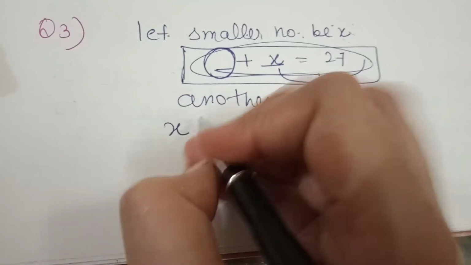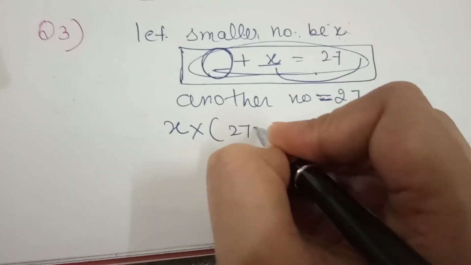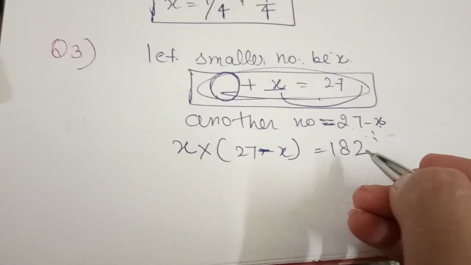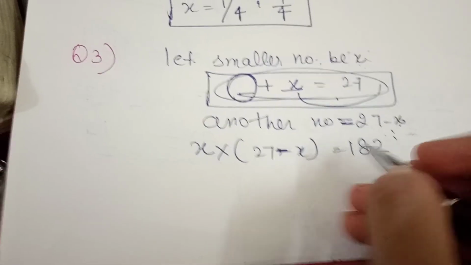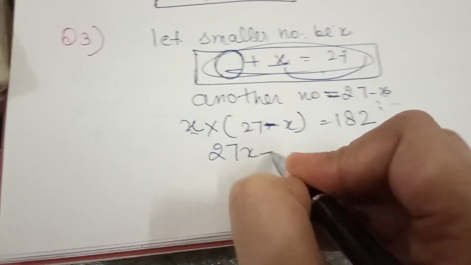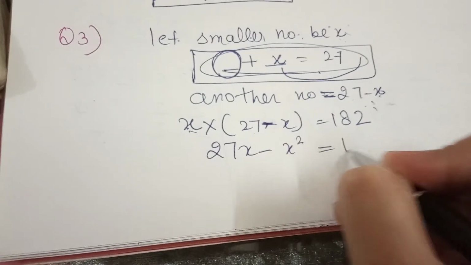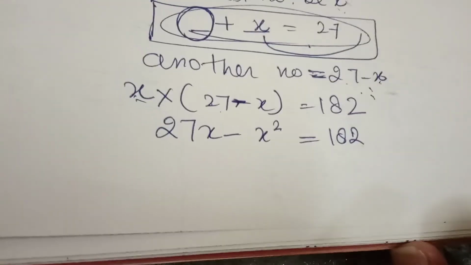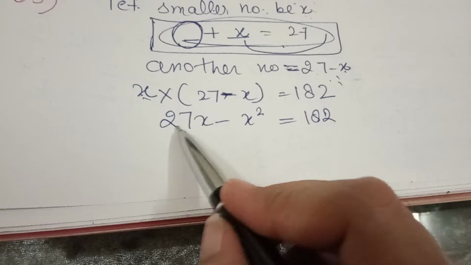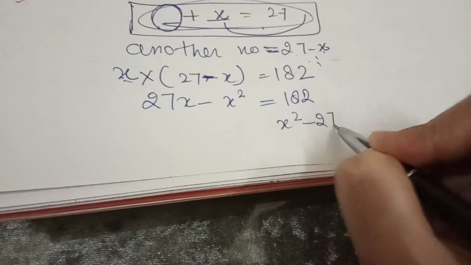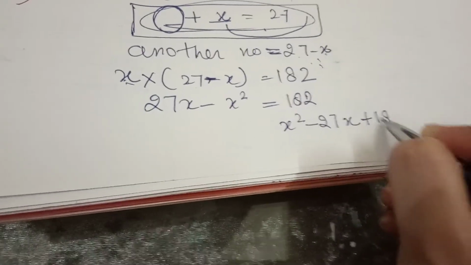So do the product x into 27 minus x is equal to 182. Okay. So now start multiplying. This will be x into 27, 27x minus x square equal to 182. But we need to write the equation always in standard form. So I am shifting these both here, this side, right hand side. So it will be x square minus 27x plus 182.